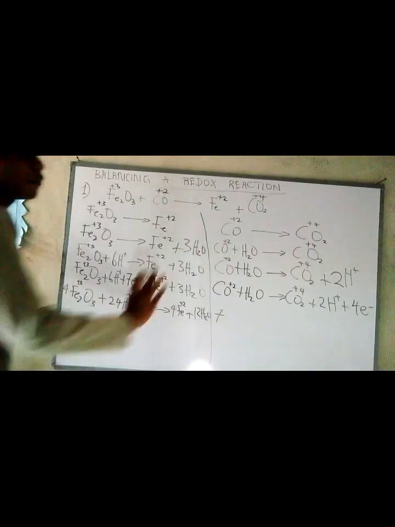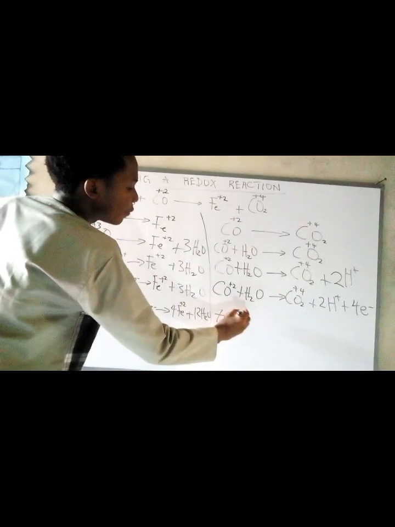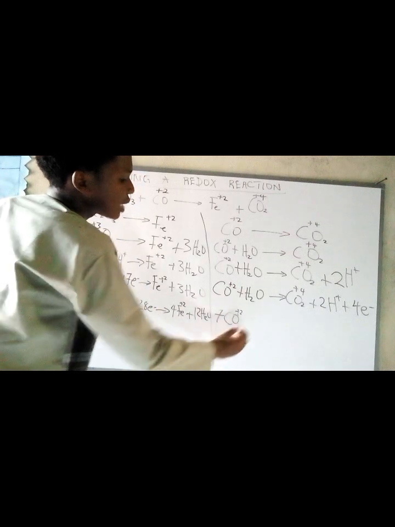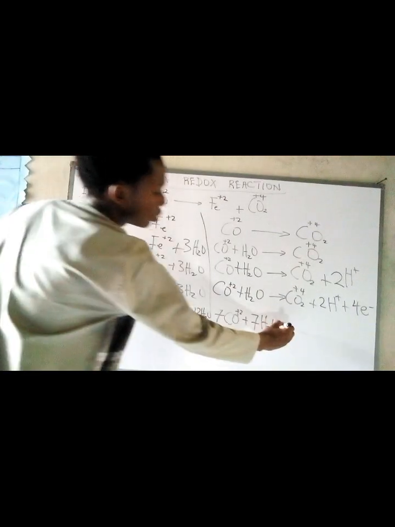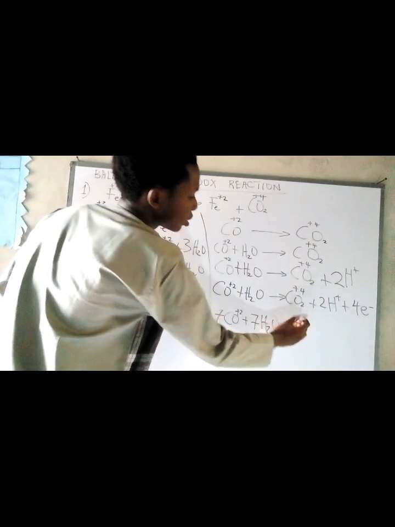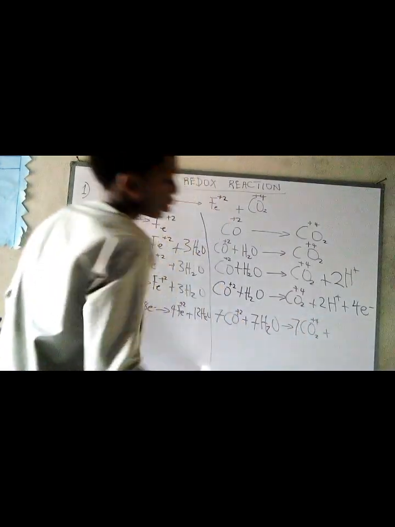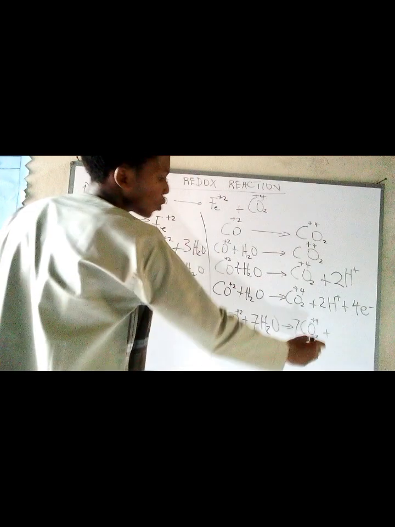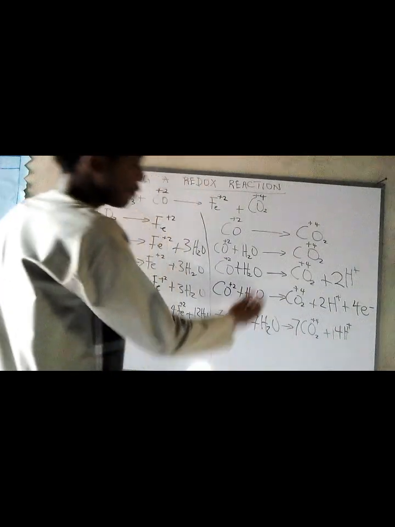Let's do the same to this side. If we times this reaction by 7, we will now have 7 molecule of CO, carbon monoxide, plus 7 molecule of H2O to give us 7 CO2 plus 4 plus this. Now 7 times this will give us what? 14 hydrogen ion. 7 times 4 will now give us 28 electron charge.